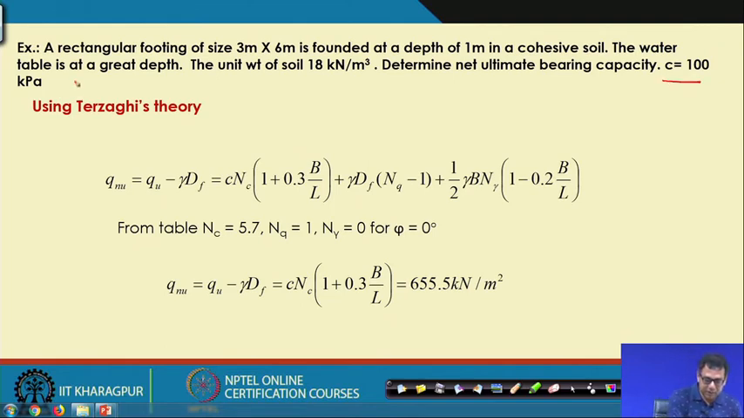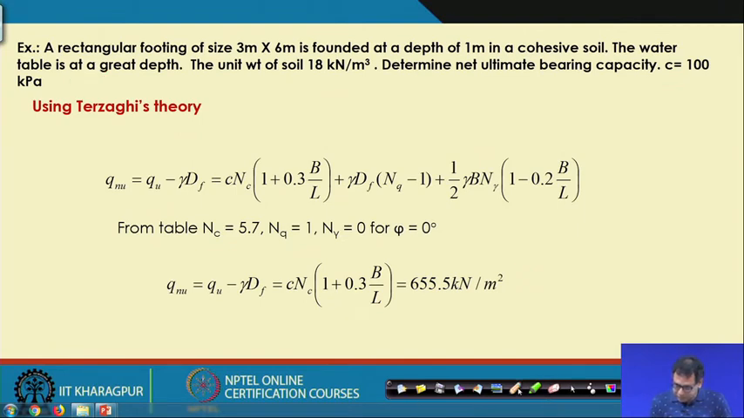Okay. So, our phi is equal to 0 degree and Cu is equal to 100 kPa. So, now I can use all 6 theories, because it is only for the clay. So, I can use it for the Skempton also.